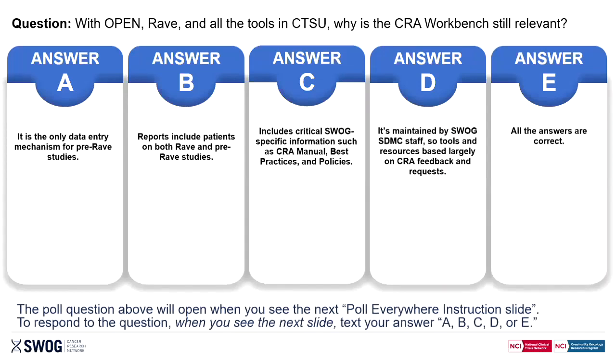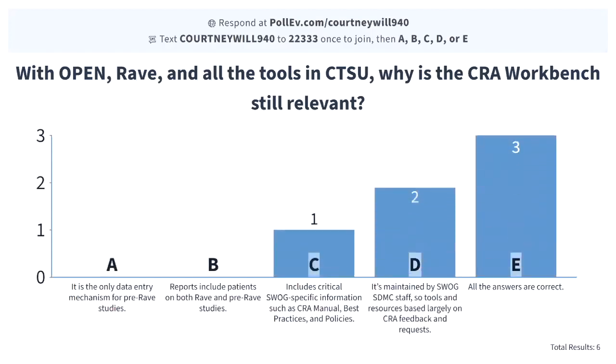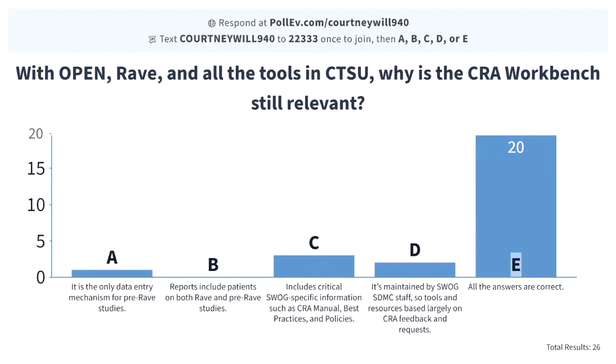With Open, Rave, and all the tools in CTSU, why, Angela, is the CRA workbench still relevant? Is it A, it's the only data entry mechanism for pre-Rave studies? Is it B, reports include patients on both Rave and pre-Rave studies? Or is it C, includes critical SWOG-specific information such as CRA manual, best practices, and policies? D looks good. It's maintained by SWOG SDMC staff like Angela, so tools and resources based largely on CRA feedback and requests. I don't want to give anything away, but that's a really good answer. And then E, all the answers are correct, which is the overwhelming majority here.